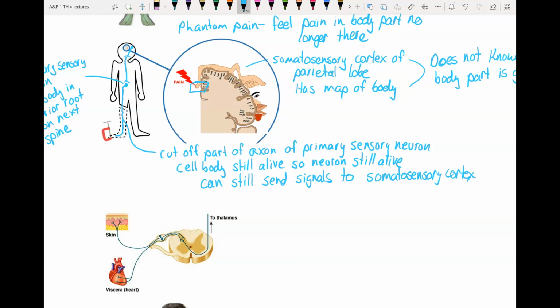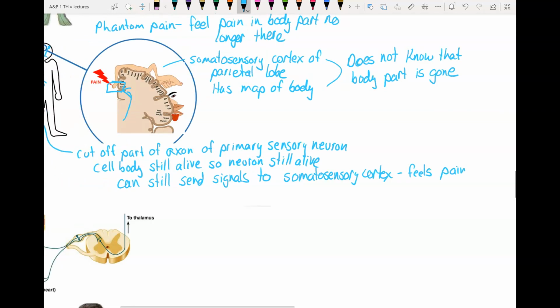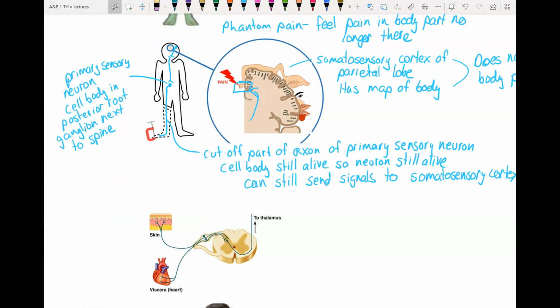And your somatosensory cortex has no idea that you don't have a foot anymore. It gets those signals go to its spot on its map where the foot is, and it feels pain in the foot. And this pain is just as real as the pain from somebody who does still have their foot. The part of the brain that feels pain doesn't know the foot isn't there. So the pain is just as intense and just as real as if you did have a foot that was being injured.